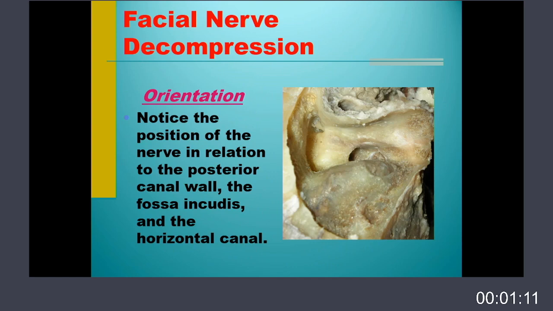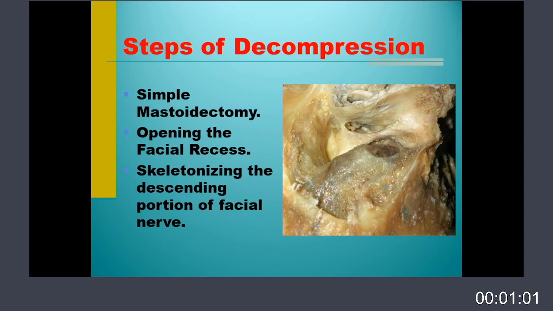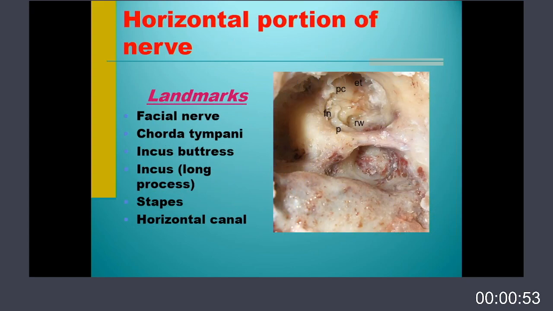For the facial nerve decompression, first of all, we must know about the position of the facial nerve. So in this, posterior tympanotomy has been done, and the vertical portion of the facial nerve is being shown. In this bone, we can see almost each and everything.